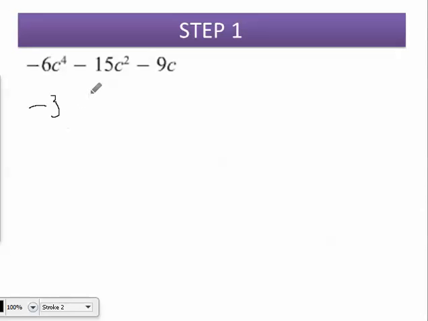So what I'm going to look at is pulling out a 3 out of negative 6. That's going to leave me with a 2. If I pull a 3 out of a 15, that's going to leave me with a plus 5. And if I pull a 3 out of a 9, that's going to leave me with a plus 3.